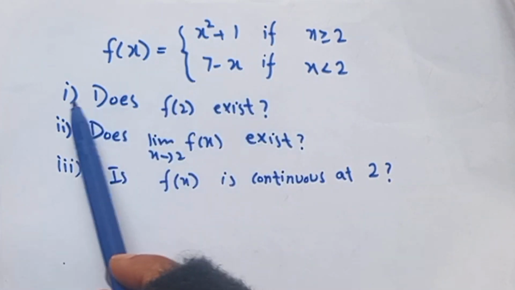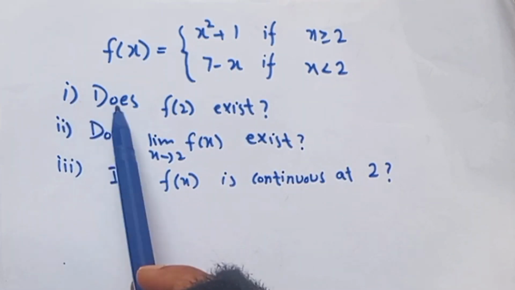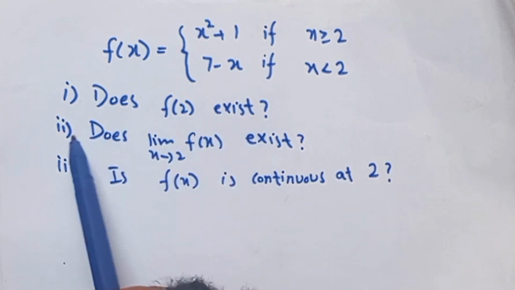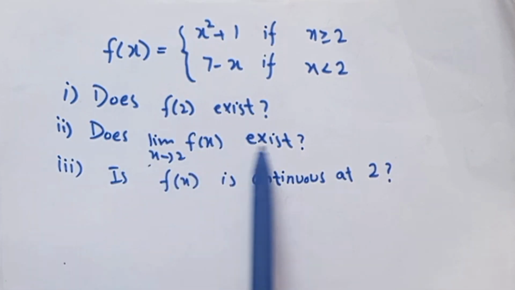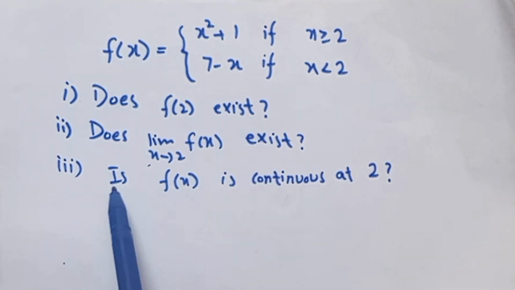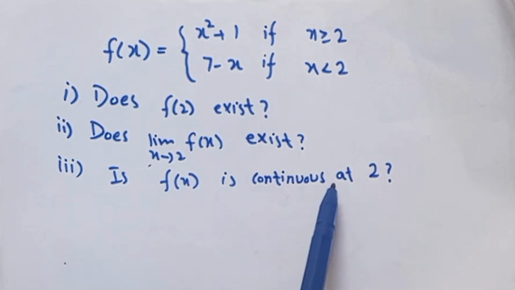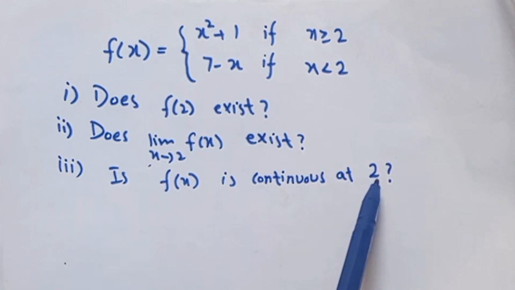So in this question, the first part is: does f of 2 exist? And in the second part, we find: does the limit of f of x as x approaches 2 exist or not? And in the third part, we discuss whether the function is continuous at x equal to 2 or not.